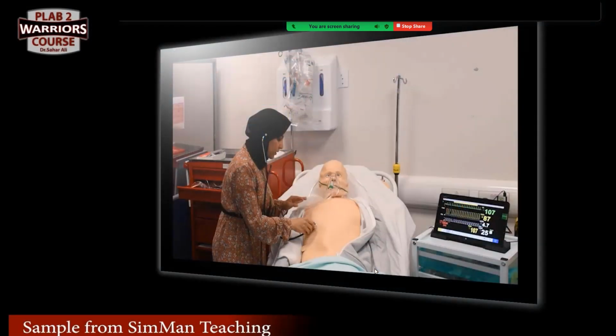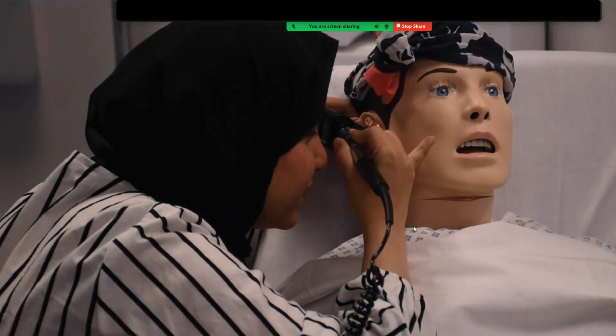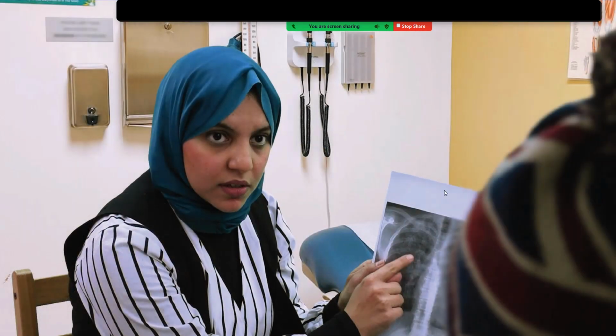In the practical course, you find the SimMan and the monitor. I use them so you feel the pressure of dealing with an acutely unwell patient in a simulated scenario. I also use the mannequins to do the examination on them, and teaching cases as well.